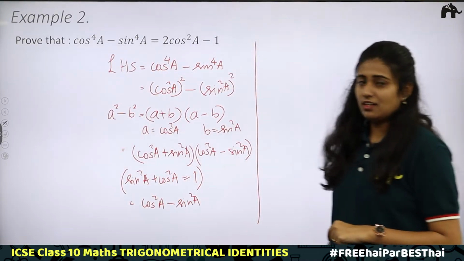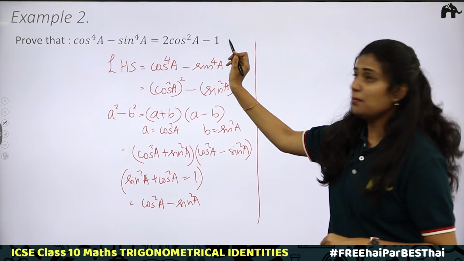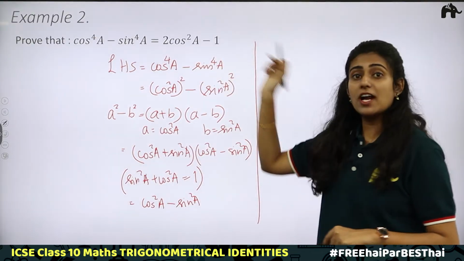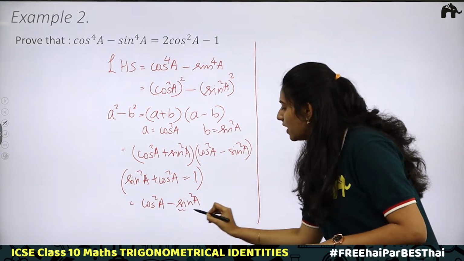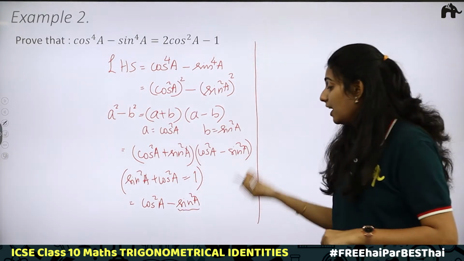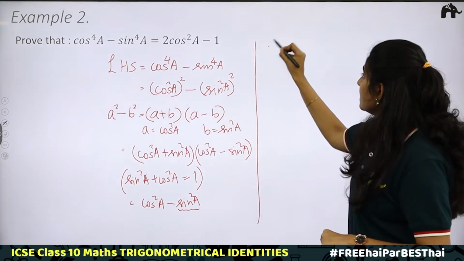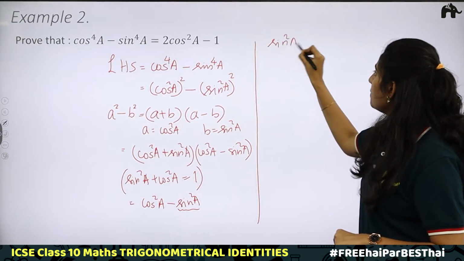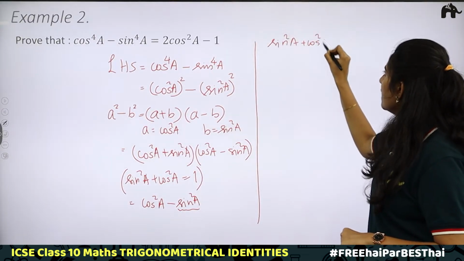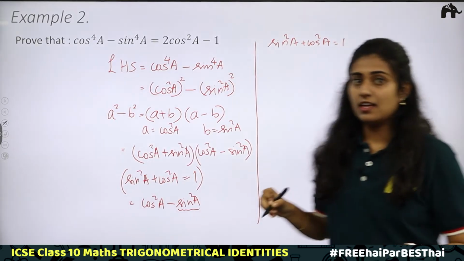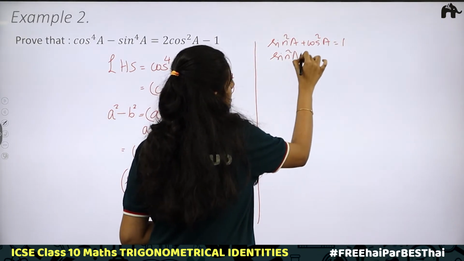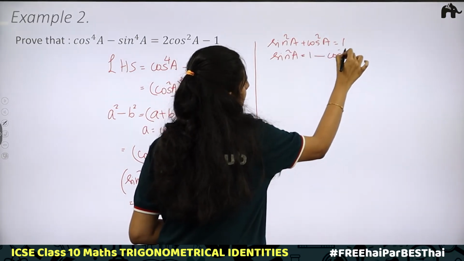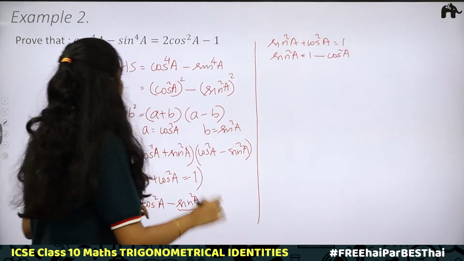Now what can be done? We have to get 2 cos square A minus 1, which means we need one more cos square A. How can we make this cos square A? Now take the sin square A. There is a relation between sin square A and cos square A. Since sin square A plus cos square A is equal to 1, we have sin square A is equal to 1 minus cos square A. You have to check this.